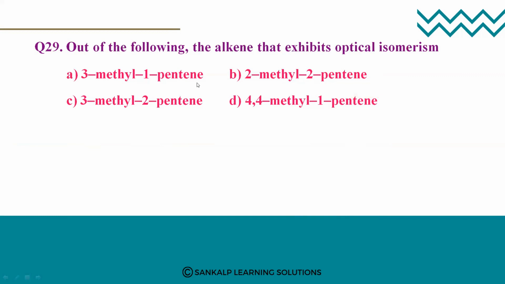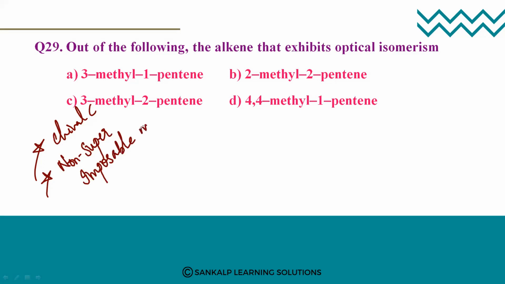Out of the following, the alkene that exhibits optical isomerism. So which of the following alkenes should show optical isomerism? For optical isomerism, what are the two conditions? It should have a chiral carbon, and second, non-superimposable mirror images. So out of the following, the alkene that exhibits optical isomerism is what? It has a chiral carbon, or non-superimposable mirror images.